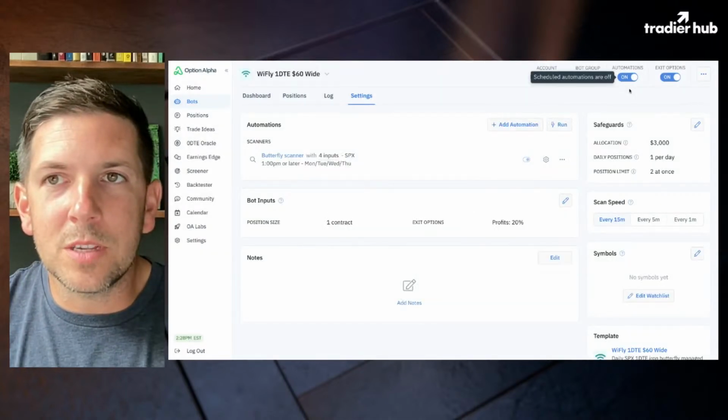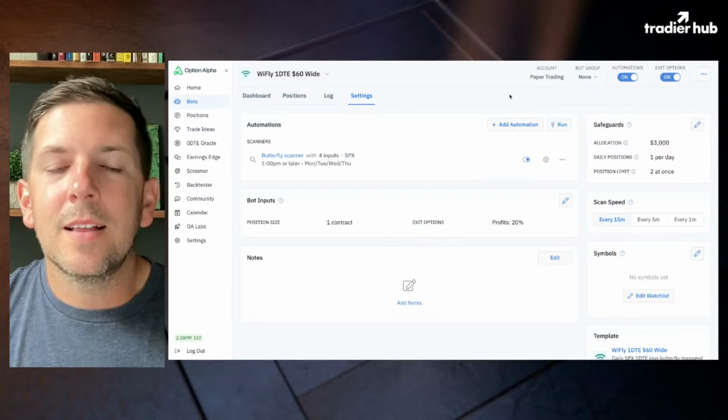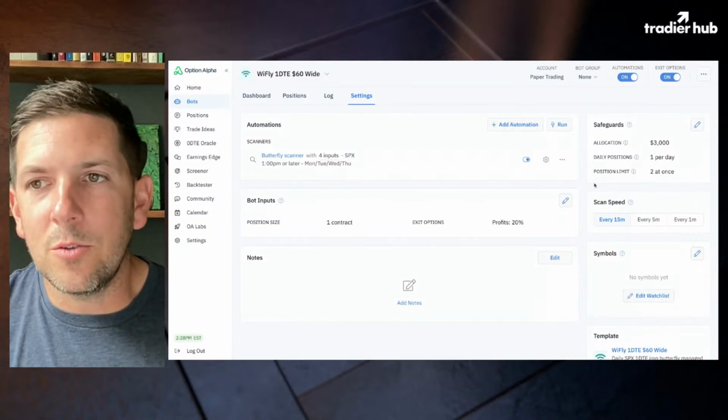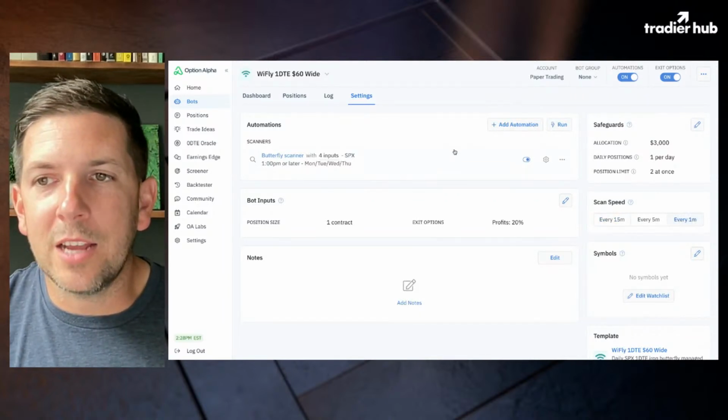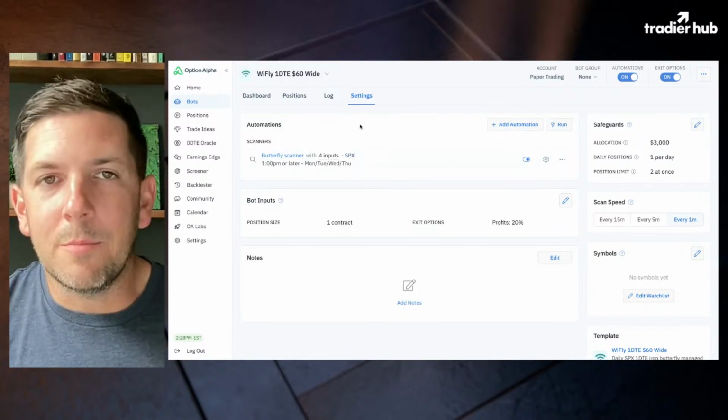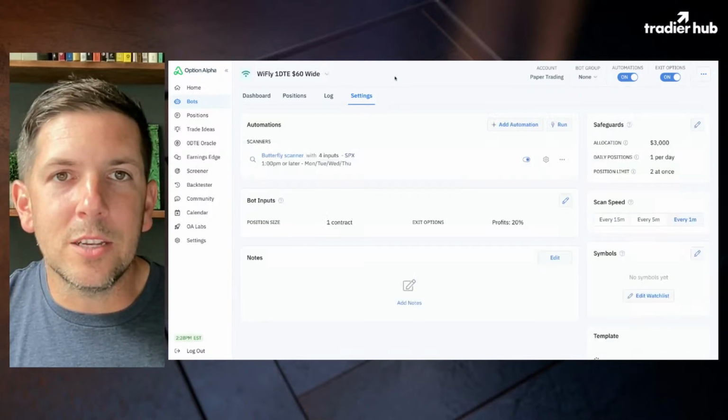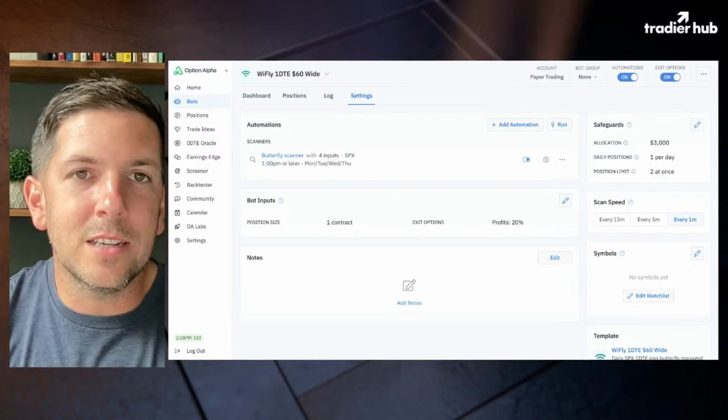And then once you're good to go, you simply turn on the automations and let the bot run through its process and go through everything. You can turn on 1 minute scans, which are free for everyone now. That allows the bot to do what it needs to do to try to find a position and get into that position for you.